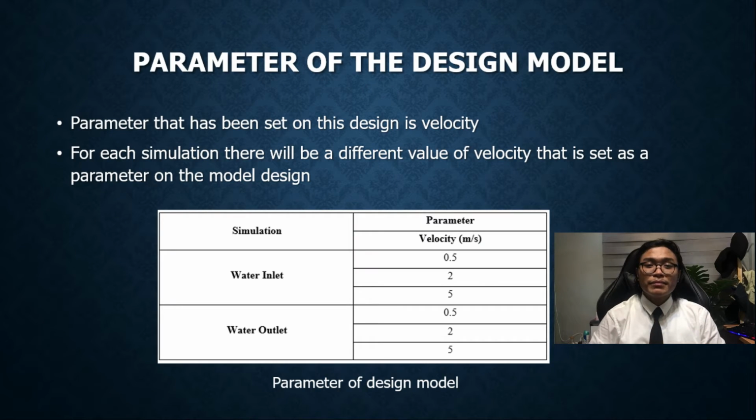Next is a parameter of the design model. The parameter that has been set on this design is velocity, and for each simulation there will be a different value of the velocity that is set as a parameter on the model design, which are 0.5, 2, and 5 meters per second.